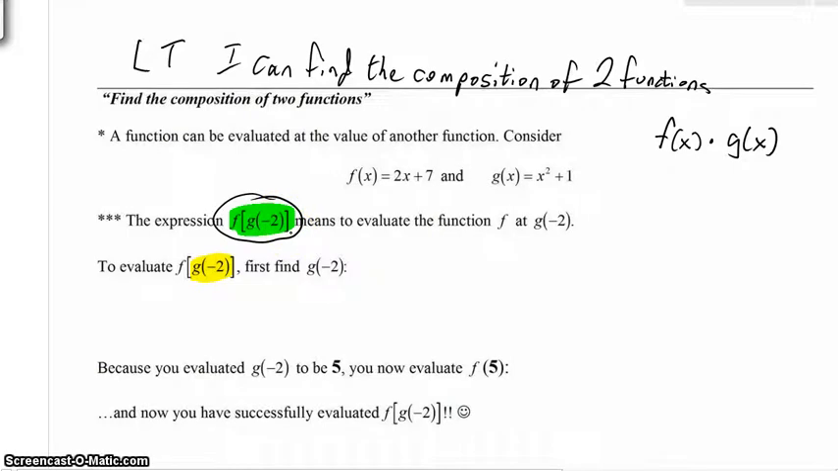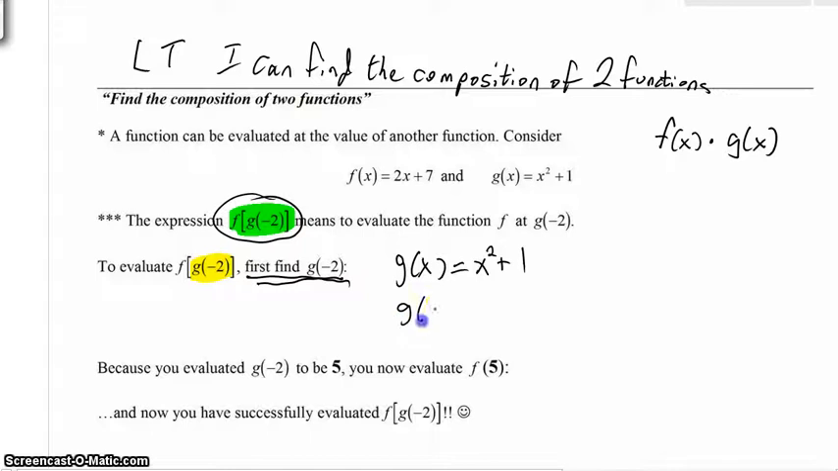Back in 4th or 5th grade, you learned that you always have to work from the inside out. So that's really what we're going to have to do here. We're going to evaluate the function of f at g of negative 2. We first find g of negative 2. Now g of x is x squared plus 1.